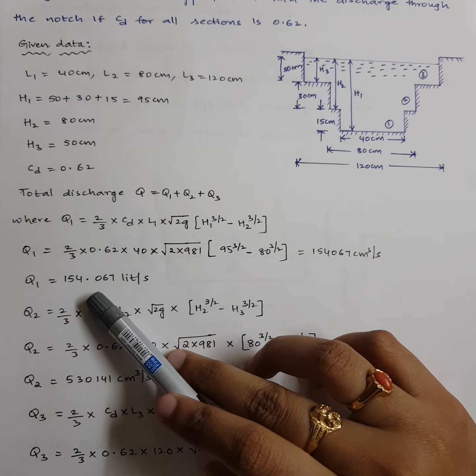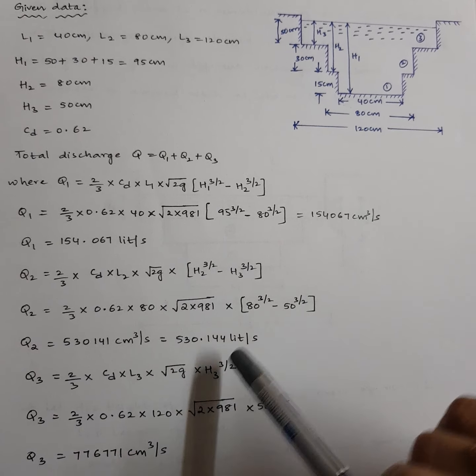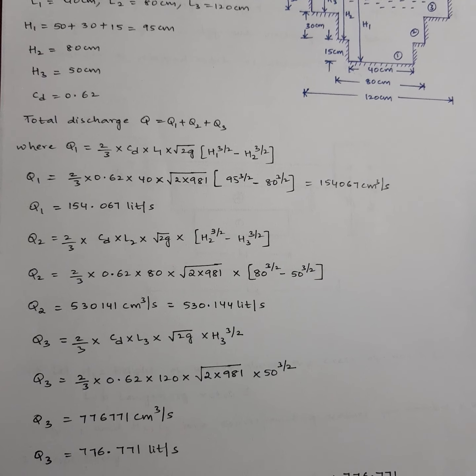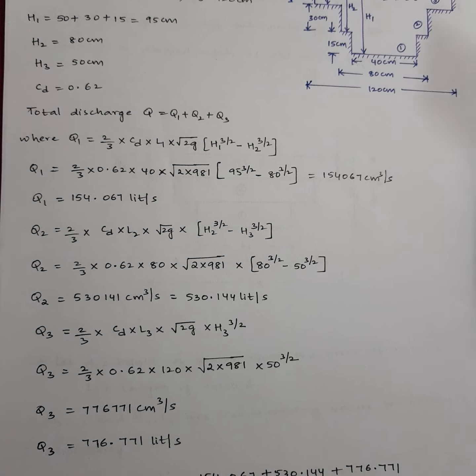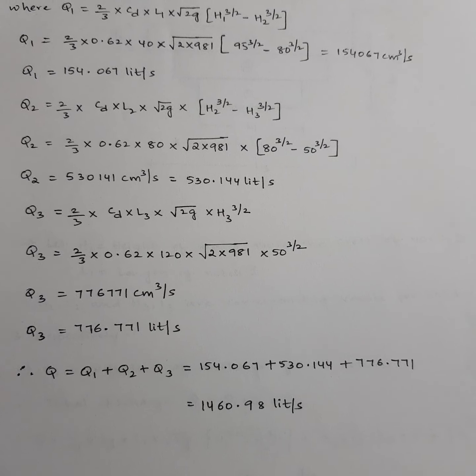Similarly, Q2 is 2 by 3 into CD into L2 into root 2g into h2 power 3 by 2 minus h3 power 3 by 2. Substitute all the values. I got around 5,30,141 centimeter cube per second, which, divided by 1000, gives 530.144 liters per second. Next, Q3 is 2 by 3 into CD into L3 into root 2g into h3 power 3 by 2. Substitute all the values, we got around 7,76,771, which divided by 1000 is 776.771 liters per second.